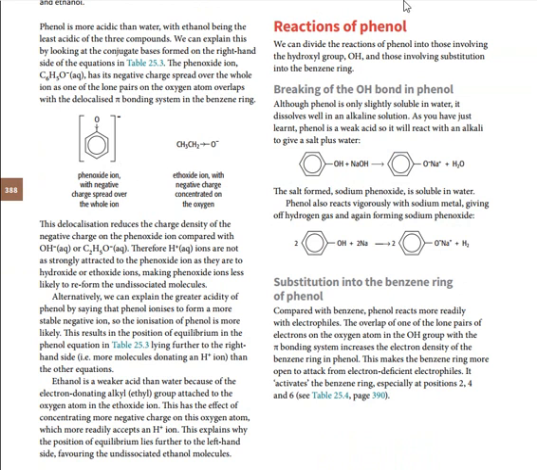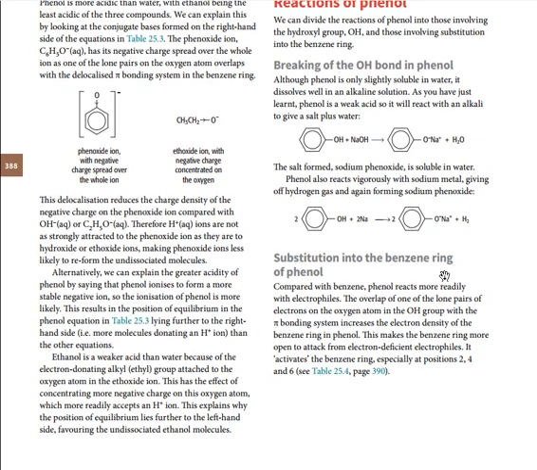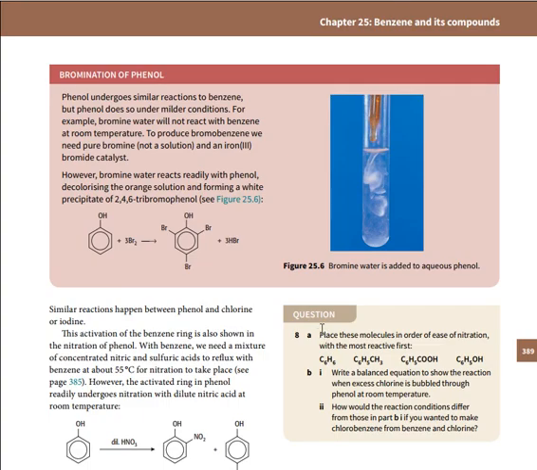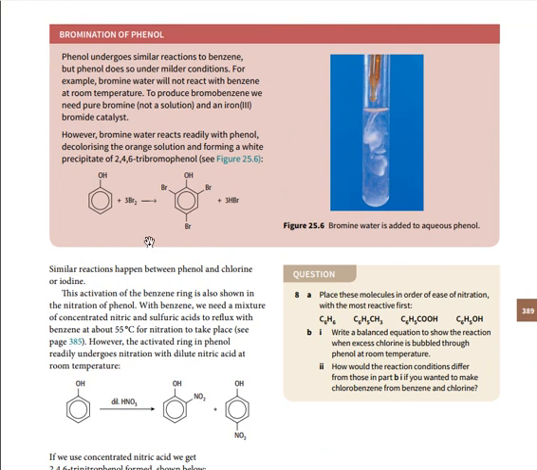So now let's see the reactions of phenol. You can have a reaction with sodium hydroxide to produce sodium phenoxide plus water. You can have a reaction with sodium to produce sodium phenoxide plus hydrogen. Now, substitution into the benzene ring of phenol. So now this is a phenol molecule.